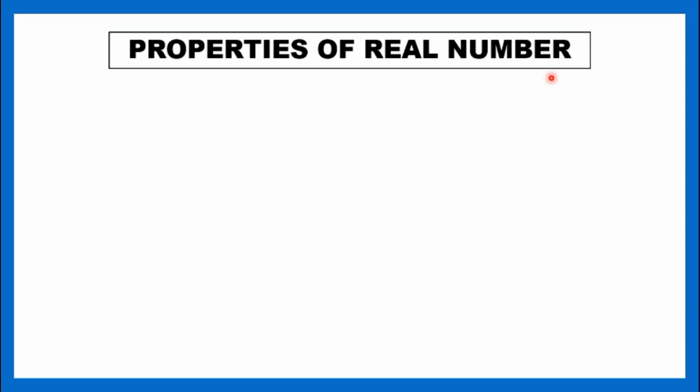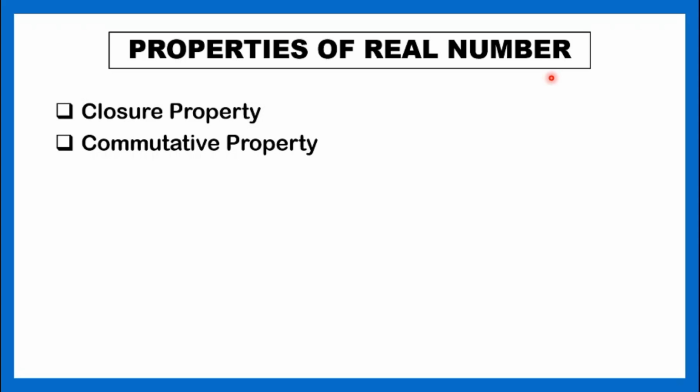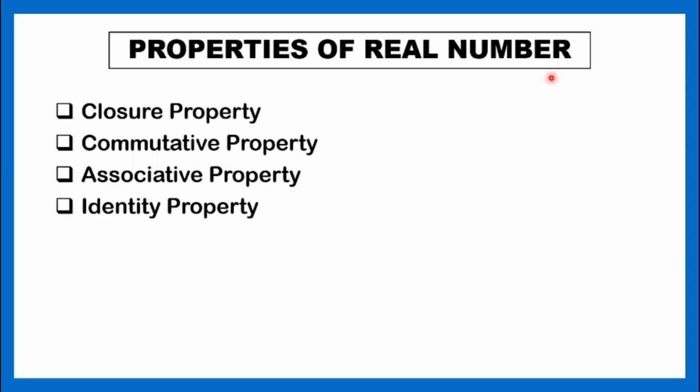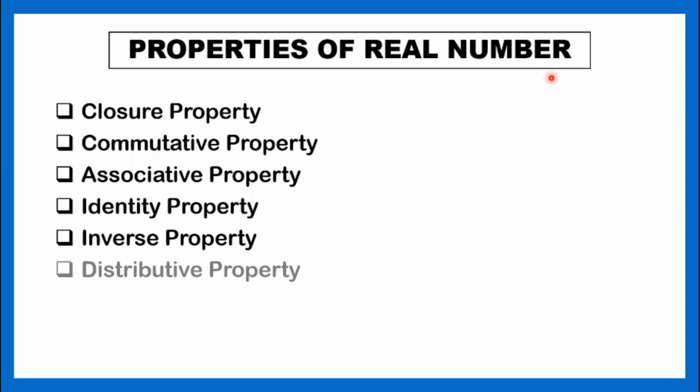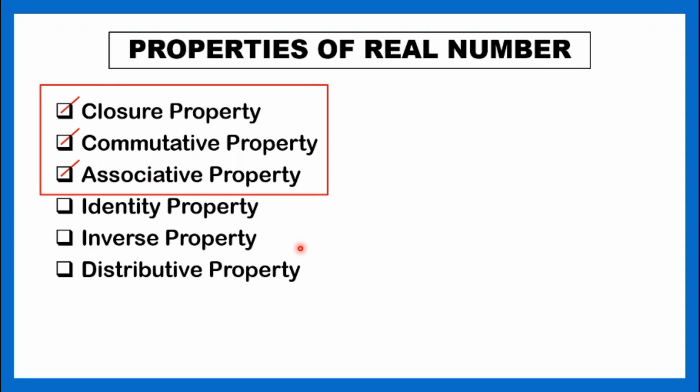Properties of real number. There are lots of properties of real numbers actually. But I chose to discuss yung 6 na pinakamahalagang properties. And what are those? Closure property, commutative property, associative property, identity property, inverse property, and distributive property. Now, for part 1, we're just going to discuss yung first 3. Closure, commutative, associative. So, let's start about the closure property.